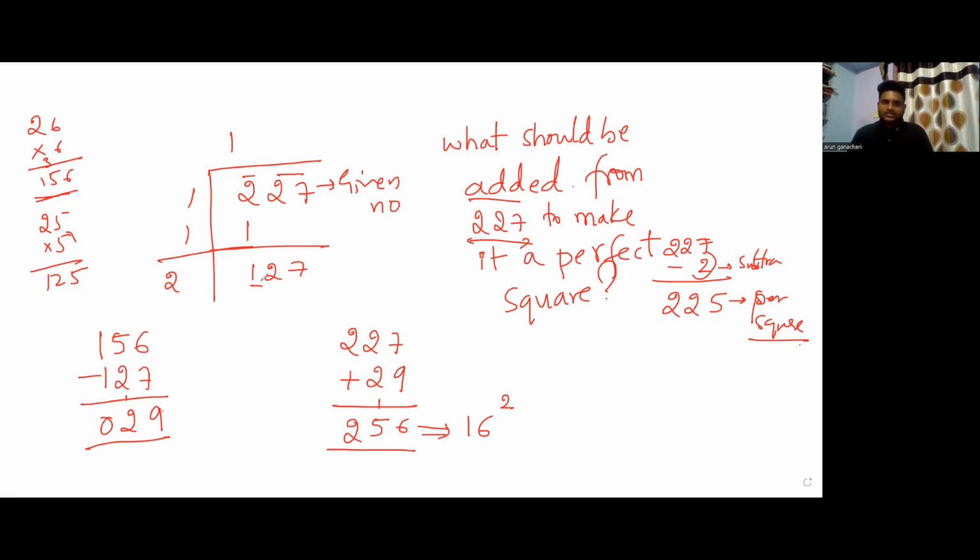I took this 156 and I subtracted whatever was left here. We subtracted that, we got the digits as 29. Now, if I add 29 to my number, that is 227, my number will be 256, which is a perfect square. We are trying to find out a perfect square. Understood? Write this. I'll give you 2-3 more examples, which will help you explain.